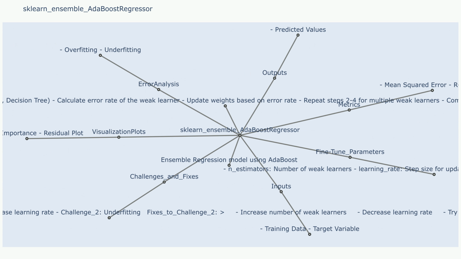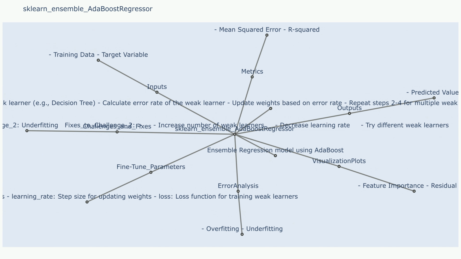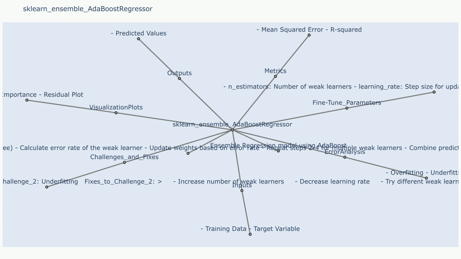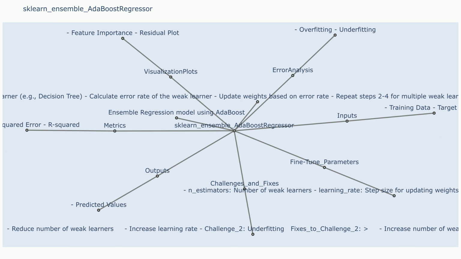Root mean squared error, RMSE, measures the square root of the average squared difference between the predicted and actual values. R squared measures the proportion of variance in the target variable that is explained by the model. Visualization plots: the feature importance plot shows the relative importance of each feature in the model. The residual plot plots the difference between the predicted and actual values. This can help identify patterns in the errors and reveal potential issues with the model.